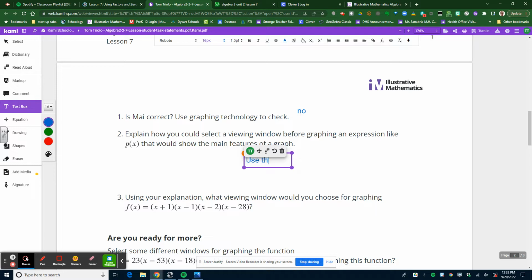So use the factors to determine x-intercepts first, okay? And at the very least, you could also find the y-intercept. How do you find the y-intercept? Multiply all of the numbers inside.